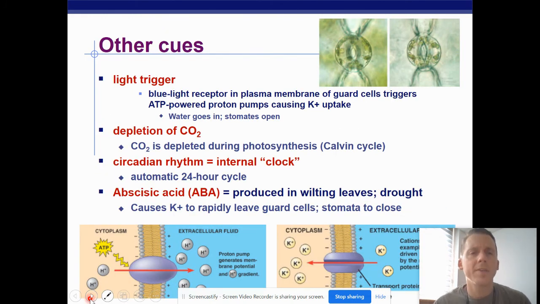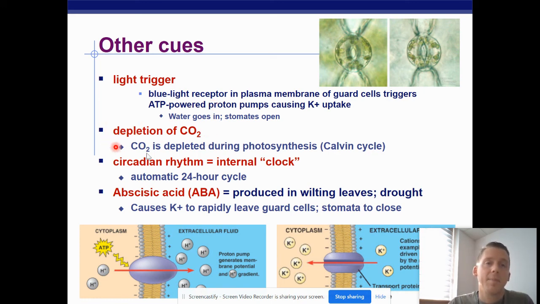So how exactly does the plant know what's happening? Well, light is often a trigger. There are blue light receptors. So when a plant is exposed to a lot of blue light, that tells the plant that there is a lot of light. And so that is going to trigger a response from the guard cells and cause the stomata to open, because they want to be open during the day, because during the day is when photosynthesis happens.